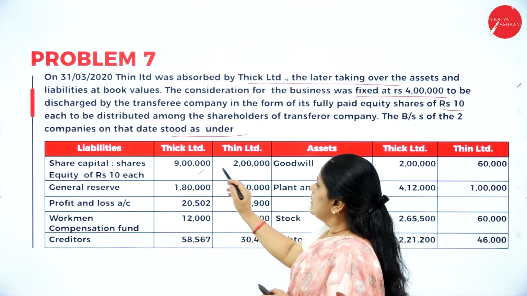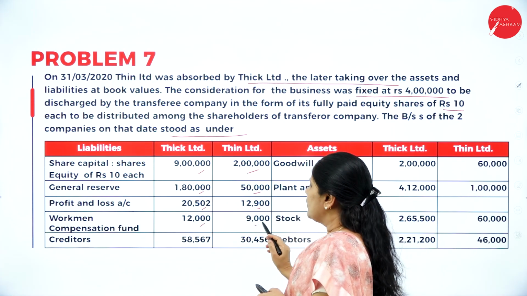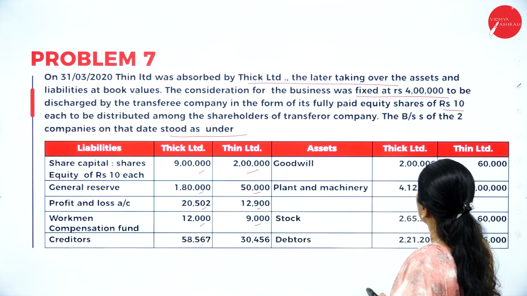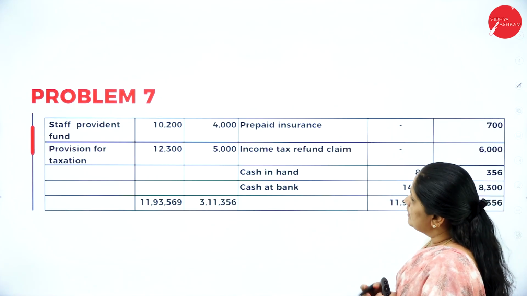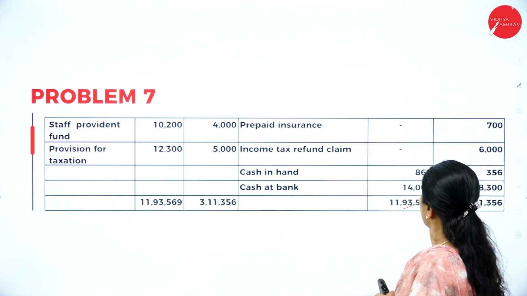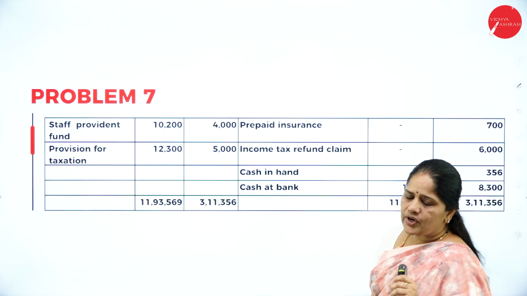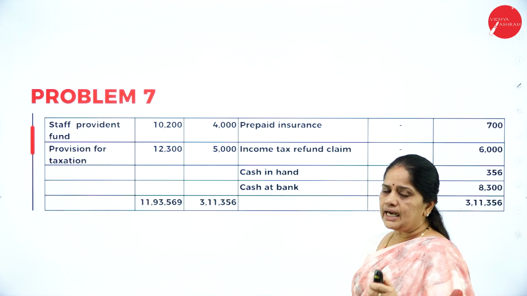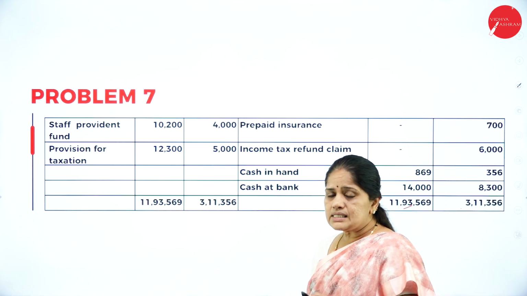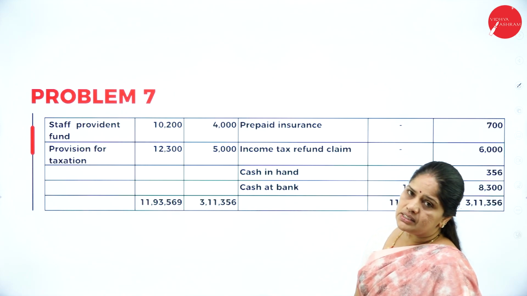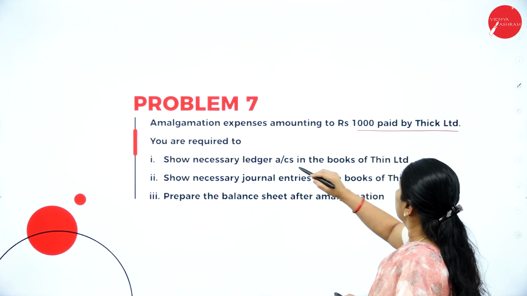So we have the balances: 9 lakhs, 2 lakhs, general reserve, profit and loss account, workman compensation fund, creditors, goodwill, plant and machinery, stock, debtors, and staff provident fund, provision for tax, prepaid insurance, cash in hand, cash at bank, etc. Whenever we are given a problem, transfer all the assets to the realization account debit side, then transfer all the liabilities which are taken over to the realization account credit side, then transfer all the balances to the shareholders account. So the amalgamation expenses amounting to 1,000 are paid by TIC Limited.